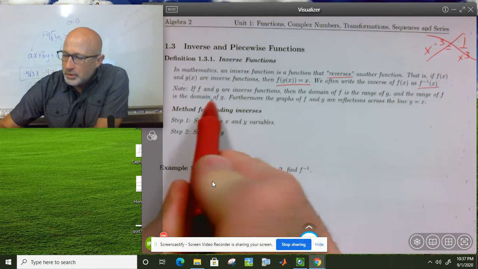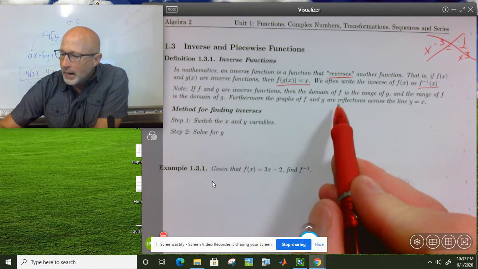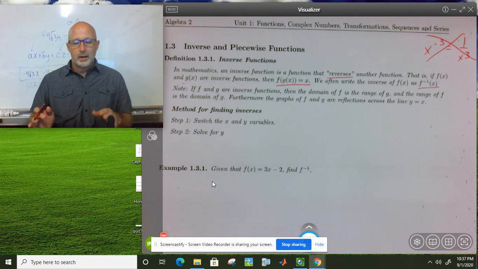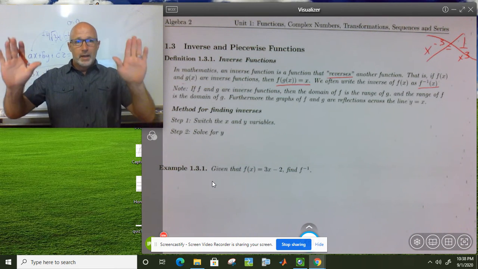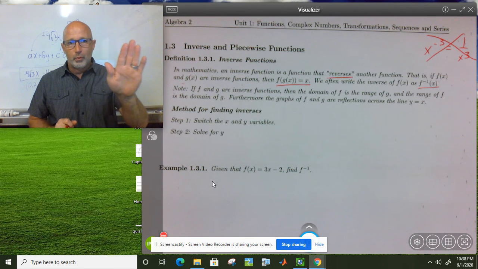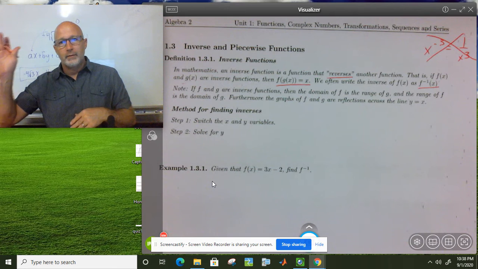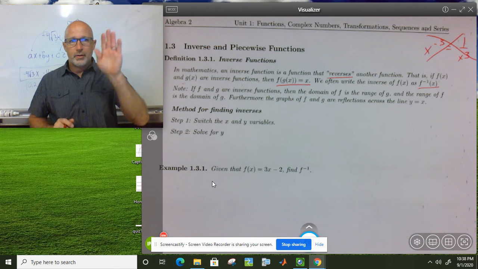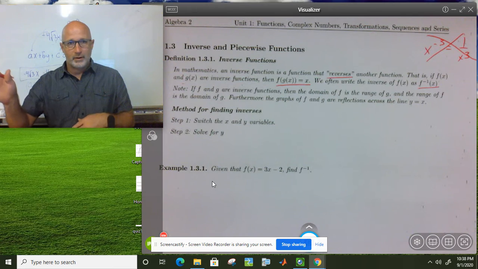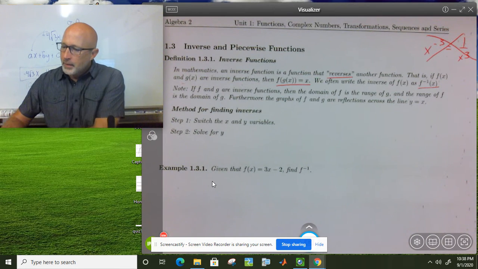Okay, so note, if f and g are inverse functions, then the domain of f is the range of g. What's really nice about domains and ranges of inverse functions is they simply flip-flop. So the domain of one function is the range of its inverse, and the range of one function is the domain of its inverse. Okay, so that's one part.